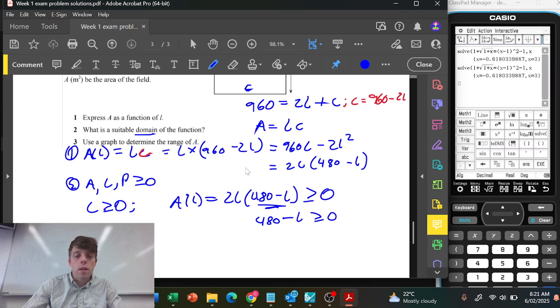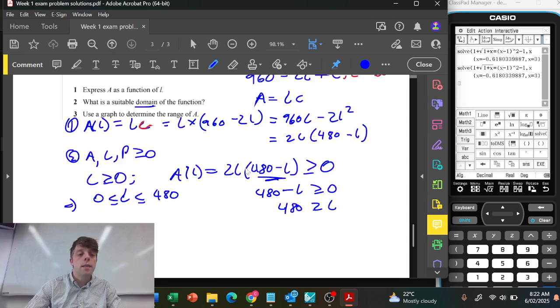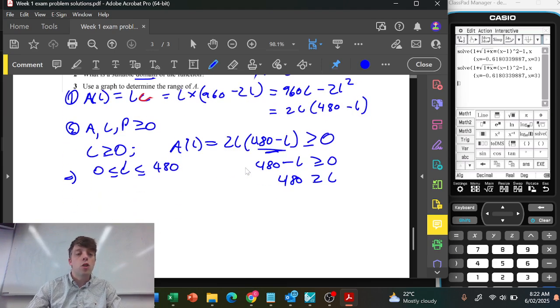So when will this be less than 0? Well, if we add L to both sides, we're going to get 480 is greater than or equal to L, or in other words, L needs to be less than or equal to 480, otherwise the area is going to be less than 0. So putting all of this together, we see that L needs to be greater than or equal to 0, and it also needs to be less than or equal to 480. And that is, in fact, the domain of this function in order for it to remain positive. So that's the suitable domain.